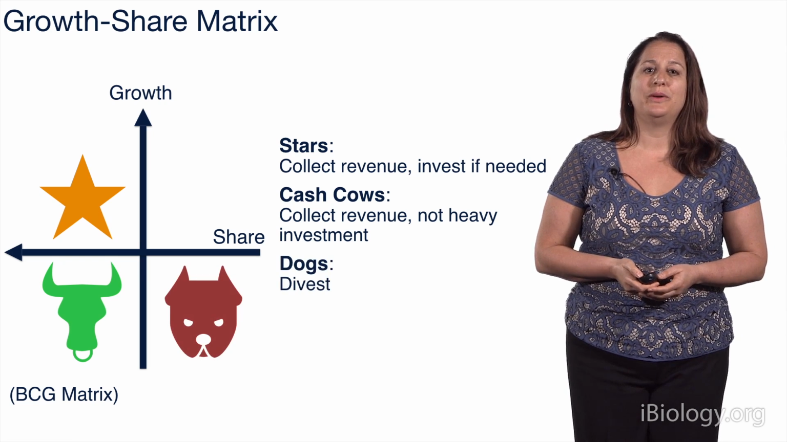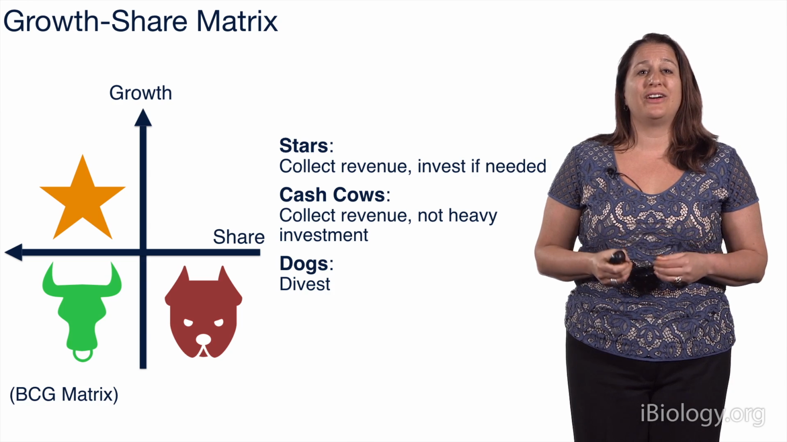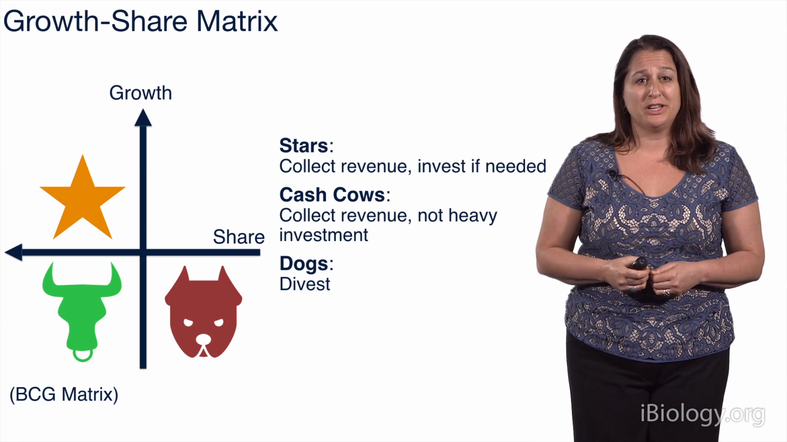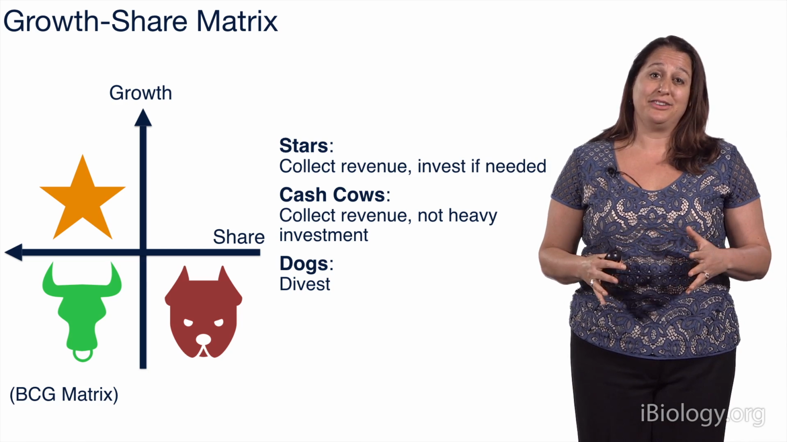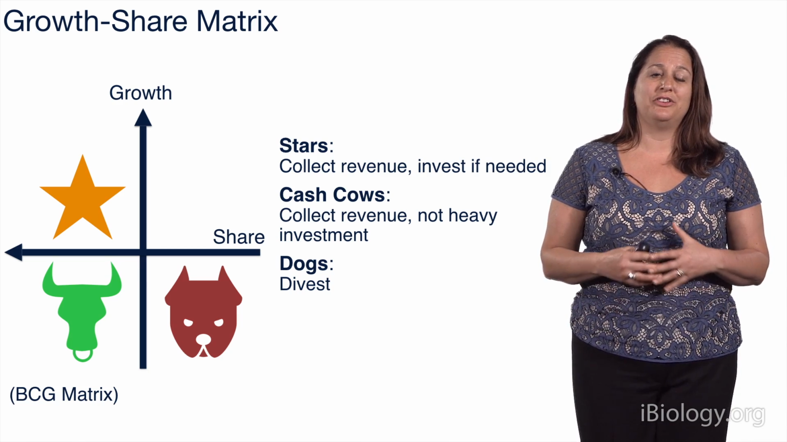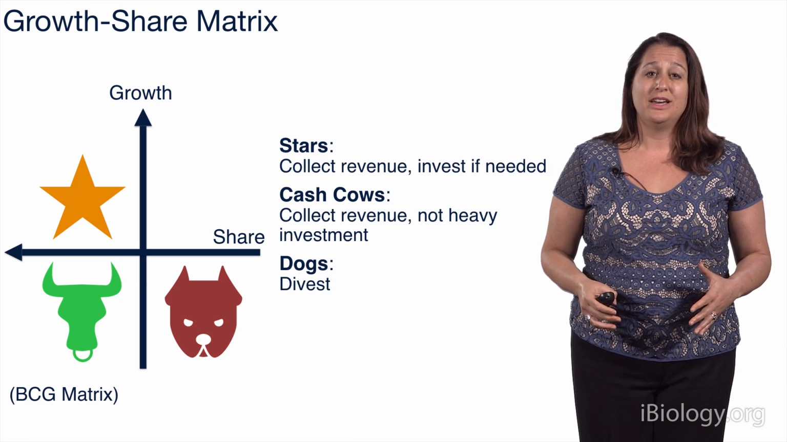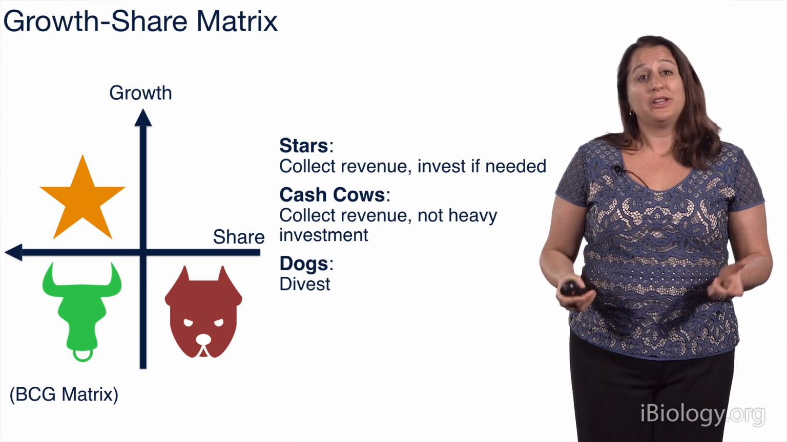In the lower right, we have programs that have a low share and are in a low growing or even shrinking market. These are the dogs. Typically, the guidance on a dog is to divest. You want to get rid of that program because it's just not worth it for the company. Now, I want to make the point that dog is a relative term.